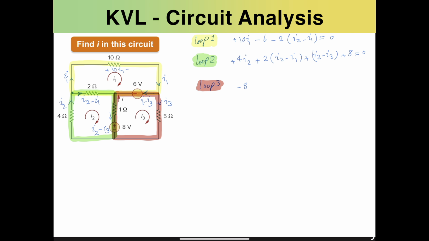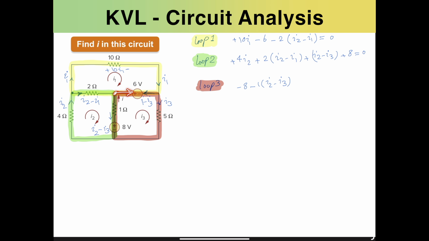We have minus 8 volts, and afterwards, we need to look up again. There is a 1 ohm resistor, which is against the direction of the I2 minus I3. The current direction is against our flow direction, so we need to multiply a negative sign. So it would be minus 1 times I2 minus I3.